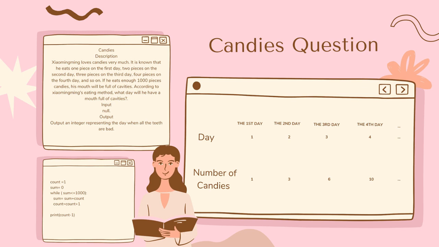Then, 1 more day is added. When printing, it prints count minus 1 due to the fact the code started out as count equals 1. 1 day must be subtracted. Finally, after running the code, the answer will be 45.